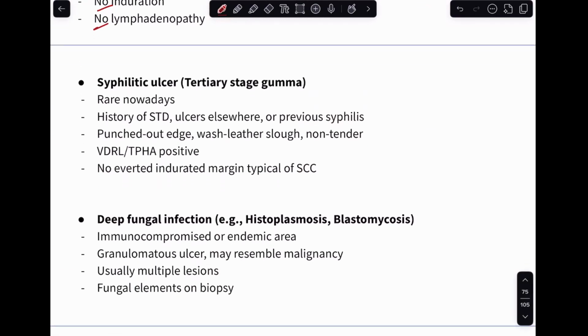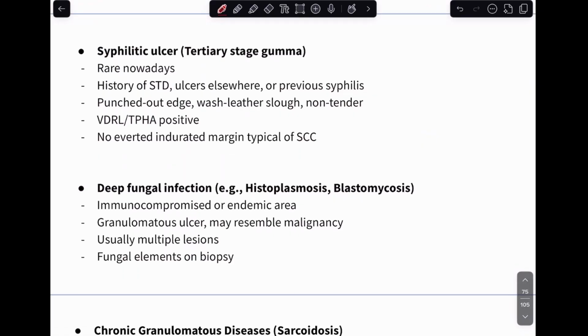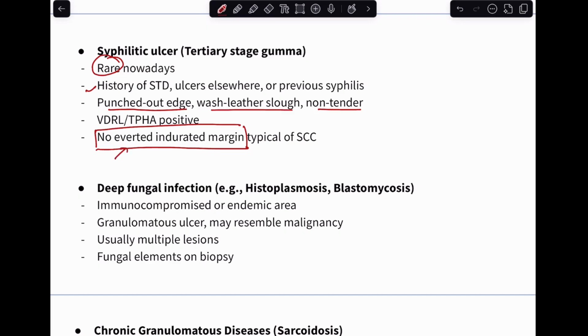Third differential is a syphilitic ulcer. Now, these are usually very rare nowadays. For a syphilitic ulcer, we would need to have a history of STD, ulcers elsewhere, or a previous history of syphilis. On examination, the edges would have a punched out appearance, wash leather slough, and it would be non tender. On investigation, VDRL or TPHA would be positive, but you would not find the typical appearance that we found in case of squamous cell carcinoma, which is everted indurated margins.